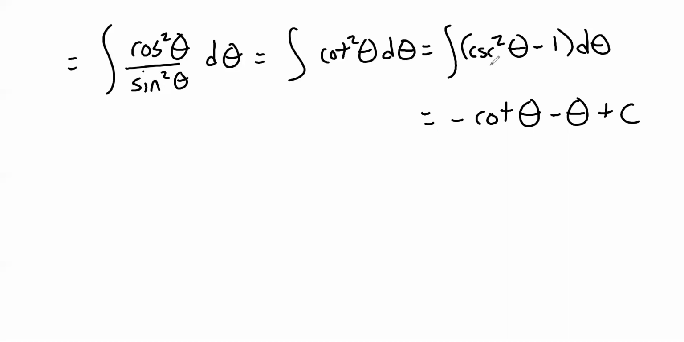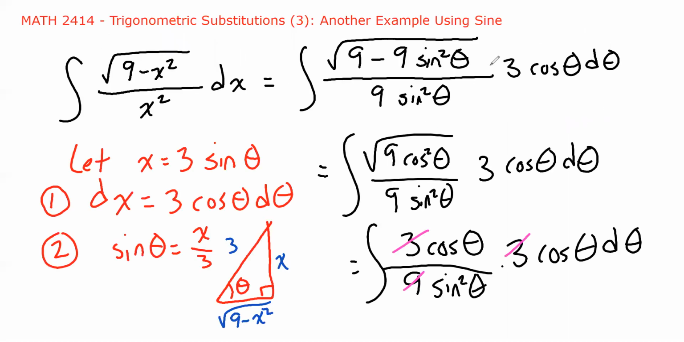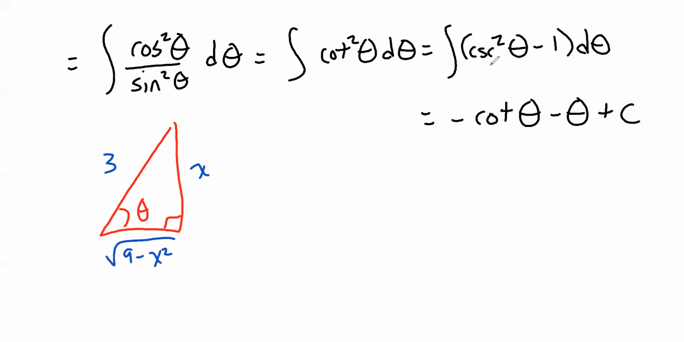All right, so we've got an answer for our integral, except it's in terms of theta. And how do we fix that? Well, we go back to our triangle, which I'm going to copy on the next page. Our triangle, which was motivated by our substitution of x equals 3 sine theta, has x on the opposite side, 3 on the hypotenuse, and the square root of 9 minus x squared on the adjacent side, courtesy of the Pythagorean theorem. We can use this to help write our answer in terms of x's.